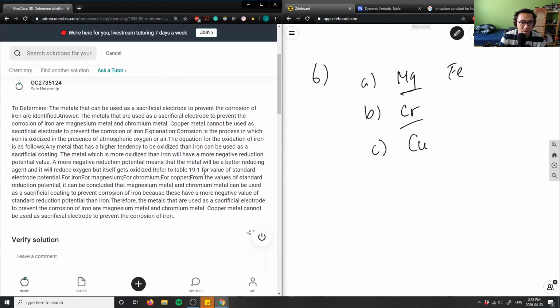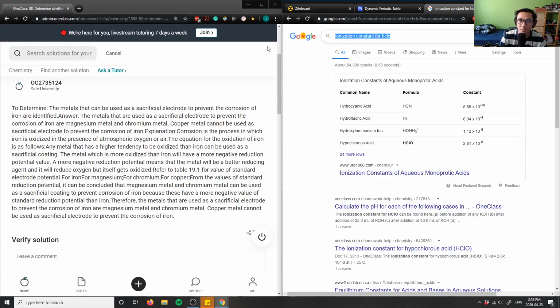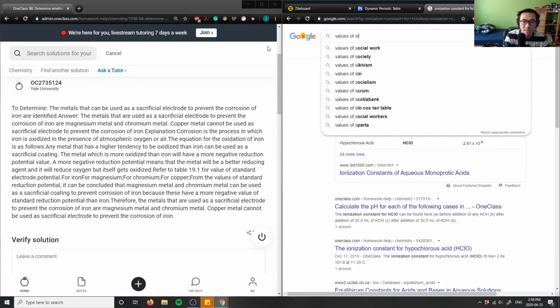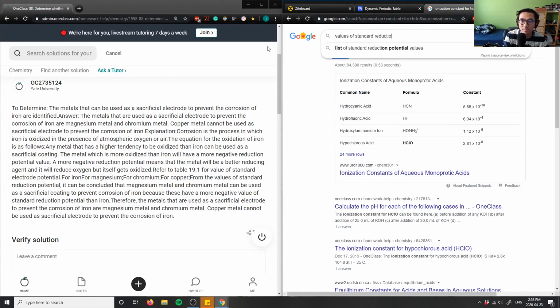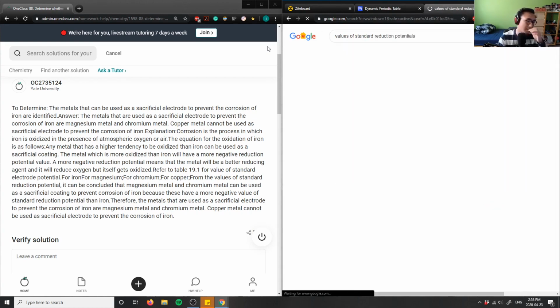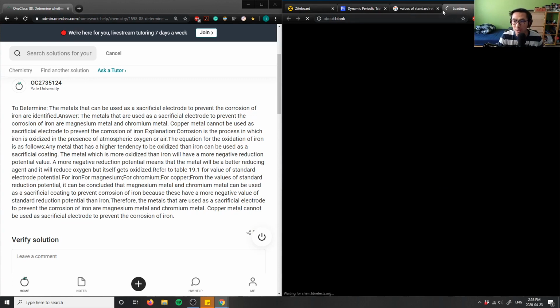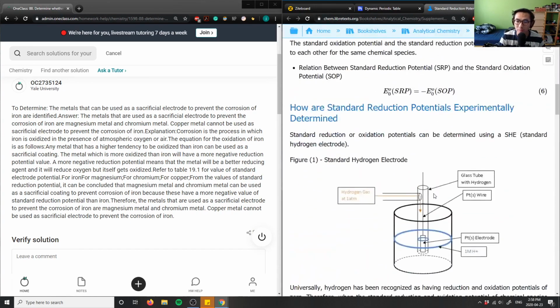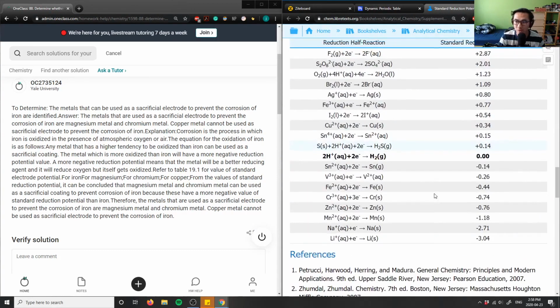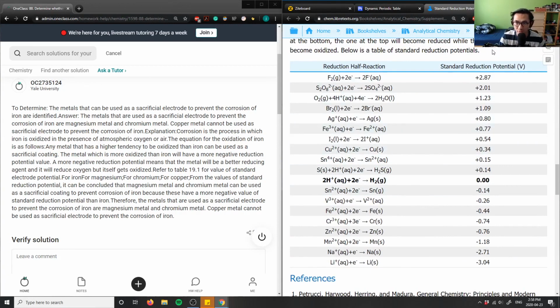Again, I'm looking for the value of standard electrode potentials. So let me Google that for you. Values of standard reduction potentials. Again, on a test, you're given all of these topics, right? So don't worry about trying to memorize these here. You're given all of these. This is the standard reduction potentials.